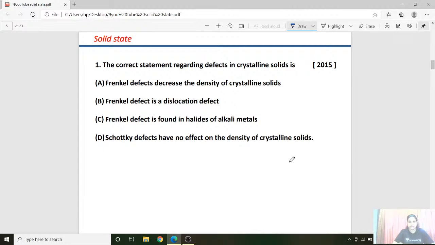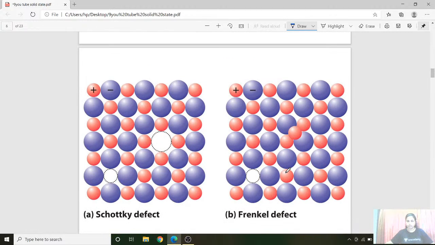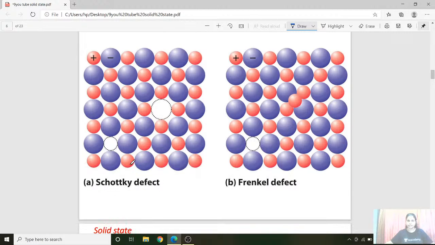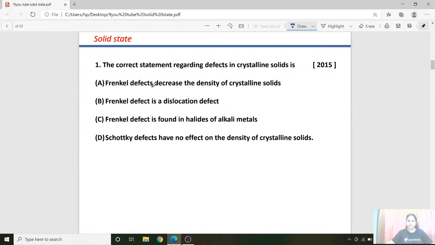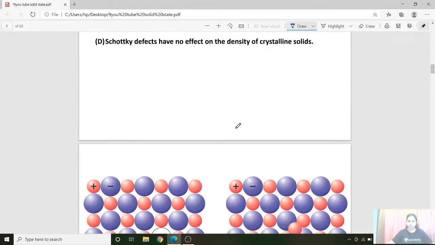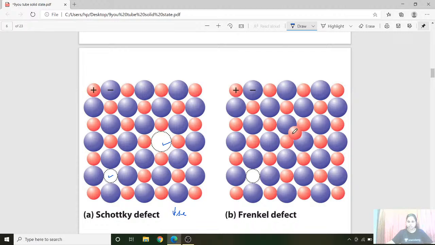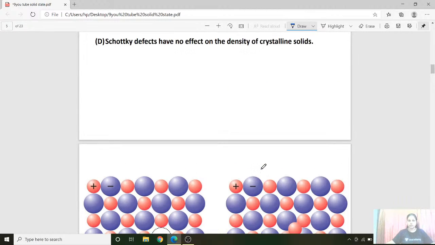So students, which one is the correct statement? We will go for option 1. Frenkel defect decreases the density of a crystalline solid. If you can see here, the first defect is a Schottky defect. In Schottky defect, the cations and the anions are missing from their lattice sites. So the density will decrease. Whereas in a Frenkel defect, the cation is dislocated from its normal position and moved to the interstitial site. So point number 1, that Frenkel defect decreases the density, is not a right statement, because the particle which has been missed is in the interstitial site. It is not permanently missed from the lattice, isn't it? So the first one is not a correct statement.